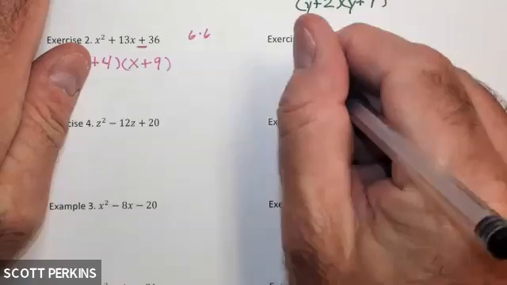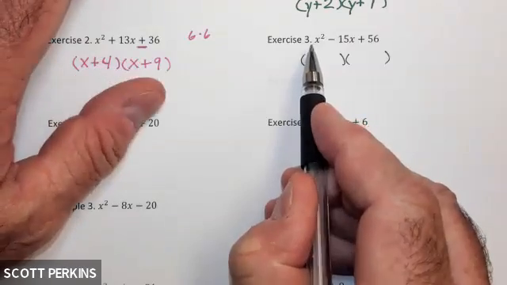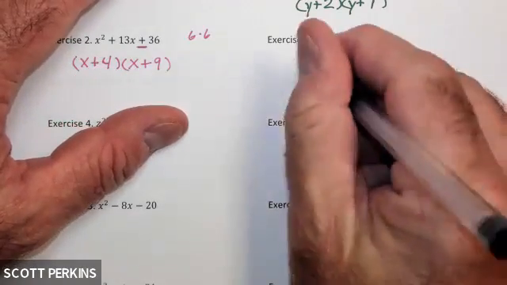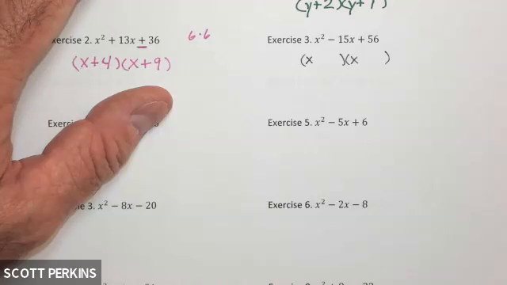All right, I'm going to unfoil this. So here we go. Once again, there's a 1 in front of my x squared. So the only choices there are x times x. Here's the one little bit of difference. What are the signs going to be this time?